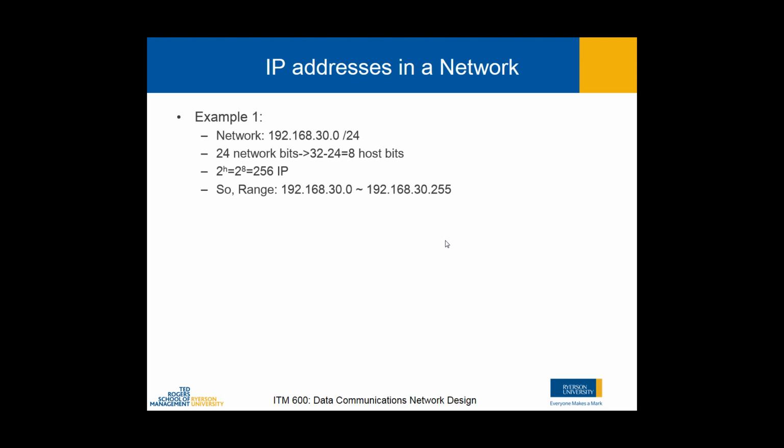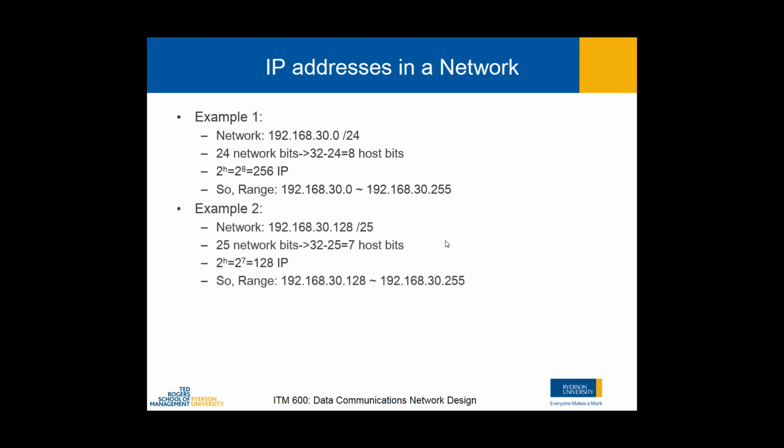So the IP addresses range from 192.168.30.0 and go up to 192.168.30.255. Total 256 IP addresses. Let's take another example. Let's say the network address given to you is 192.168.30.128/25. This is in a Class C network, and this is not a full Class C network. This is a subnet of a Class C network.